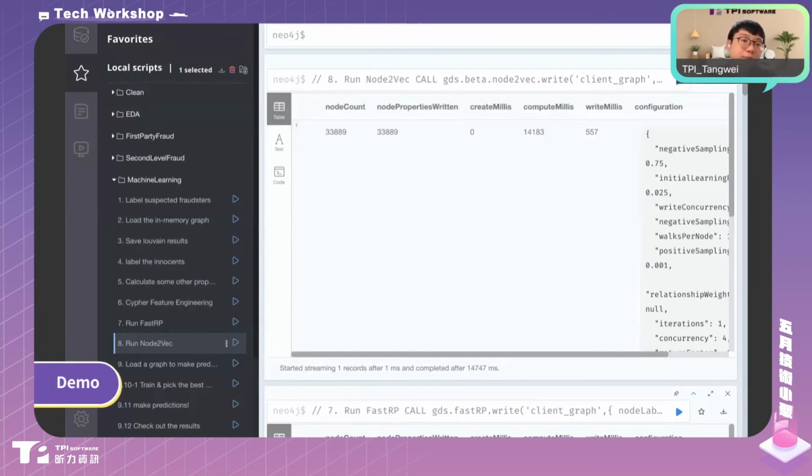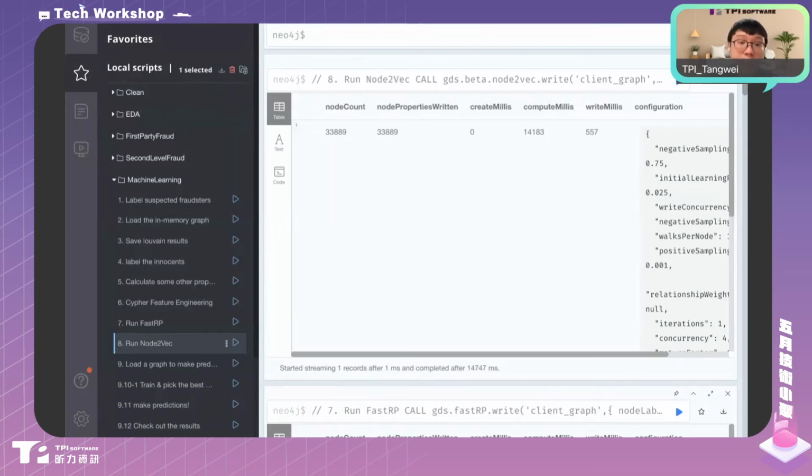In here, the first step, we need to have the label data. So we need to label the suspected fraudsters, and then we need to label the innocent clients in our database.